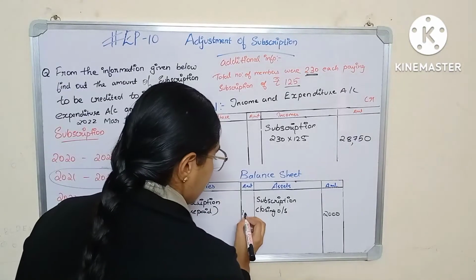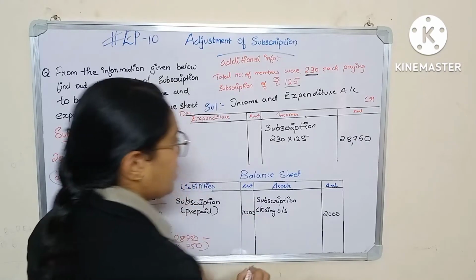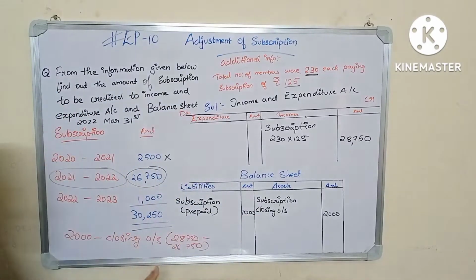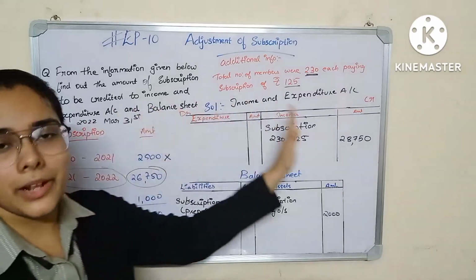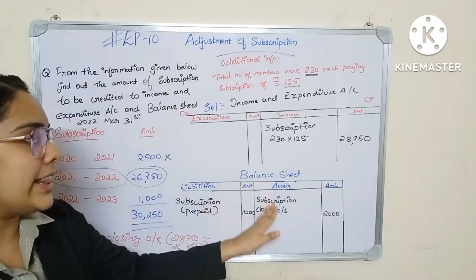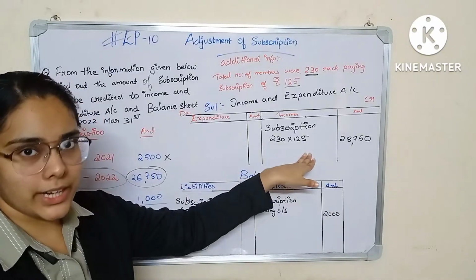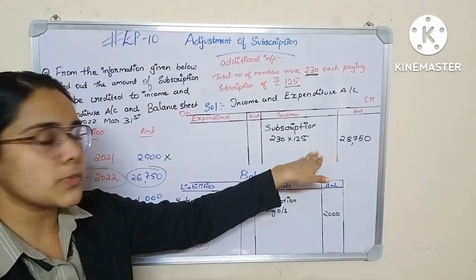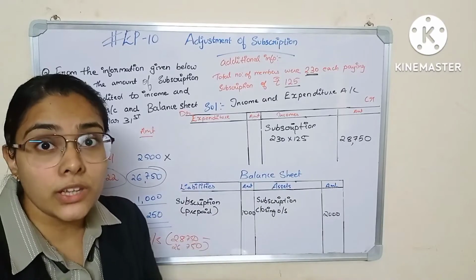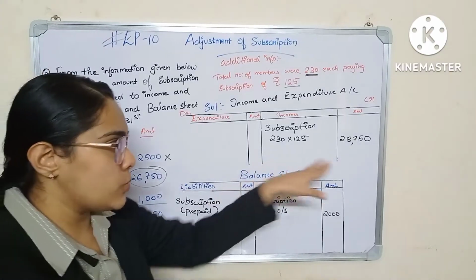So you will show it here. Okay, so this is how you will represent subscription in income and expenditure account as well as in the balance sheet. In income and expenditure account you will credit it with the amount of subscription to be received by you during the current year.